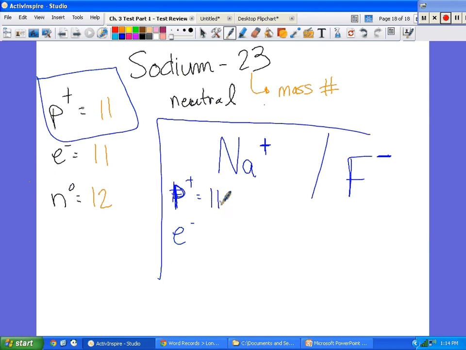Now let's do the other one. Let's do fluorine. What number is fluorine? It is number 9. Now, since I have number 9, I have a negative charge. So when it's negative, that means you have more what? More electrons, more negatives. How many more specifically? One more. So it is 10. Is anybody confused on how to do that?